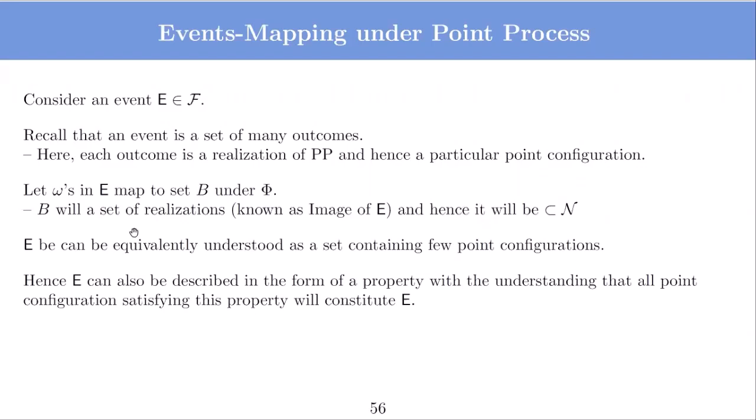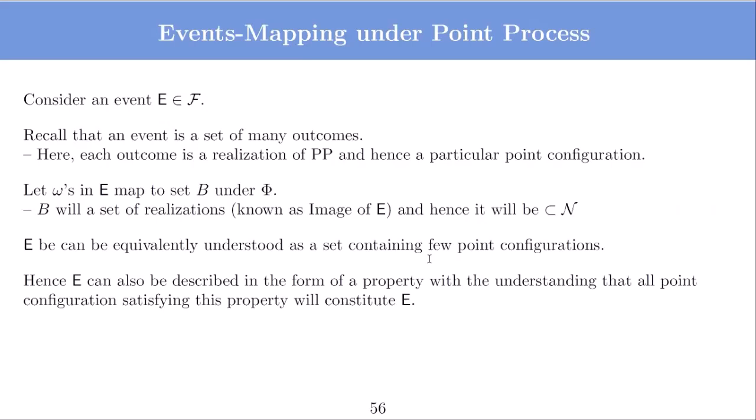Okay, so this is a set of realizations, or you can also think of it as a set containing a few point configurations. Sometimes, instead of talking about exactly which point configuration, I describe this set as a one-line property. When I say it as a form of property, it means it is the set of all possible configurations which satisfy this property E.